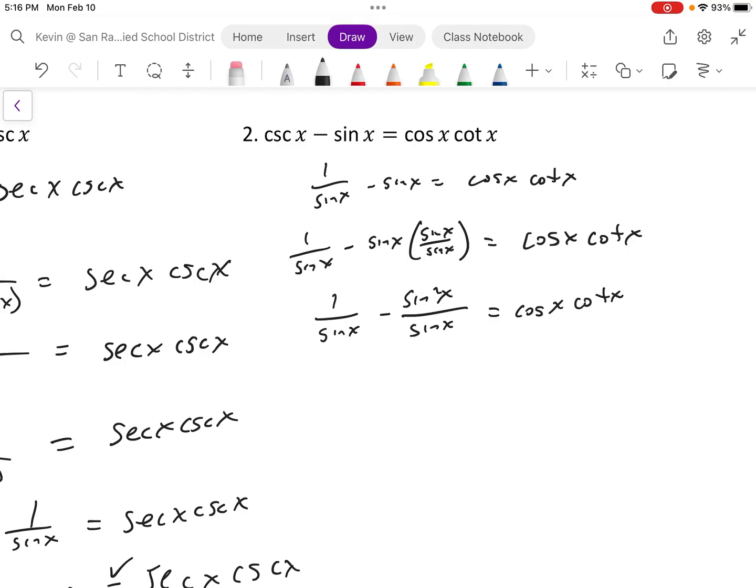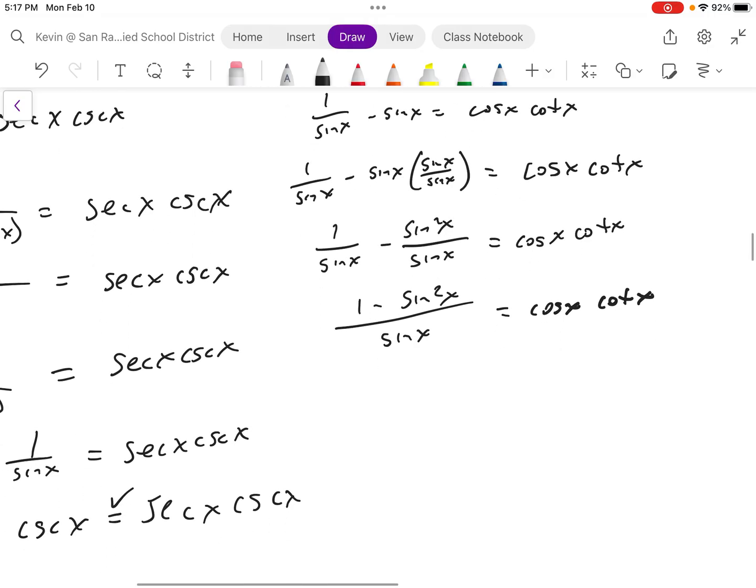Okay, so we have 1 minus cosine squared x, what did I say? What am I talking about? It's 1 minus sine squared x, I'm getting ahead of myself. Let's do all the steps. Hopefully you're all following along here. Now, 1 minus sine squared x equals cosine squared x, Pythagorean, over sine x equals cosine x cotangent x.